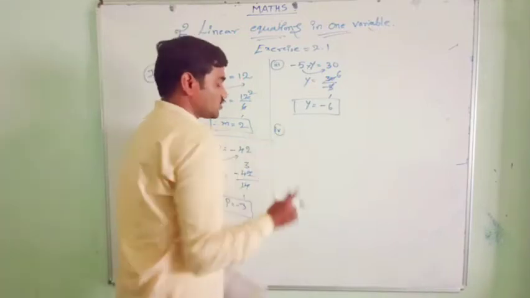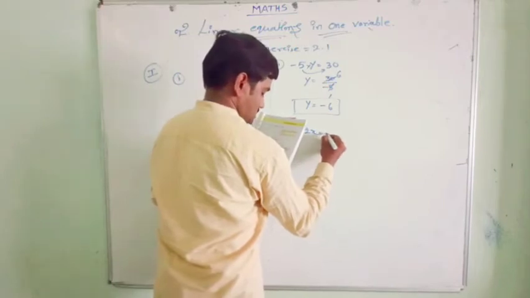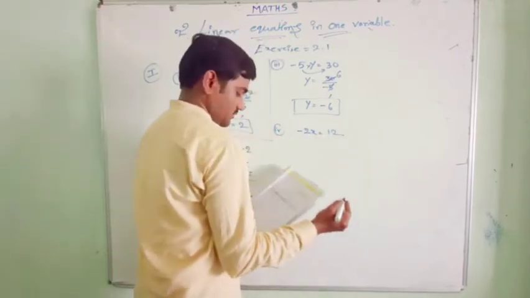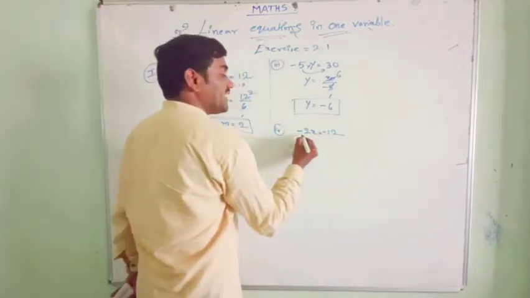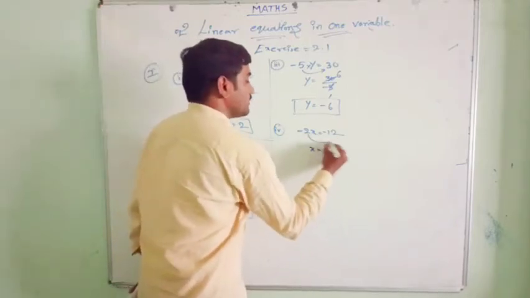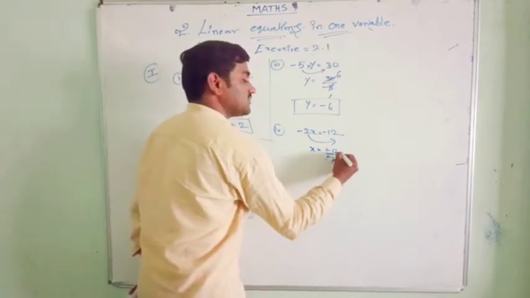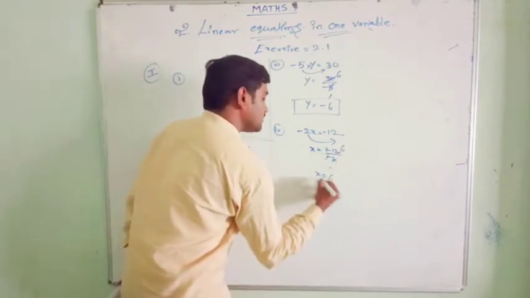Then we go for the fourth solution here. Minus 2x equal to 12, which is minus 12. So minus 2 is multiplying. If you transport, minus 2 will divide. So here minus 12 by minus 2. Minus minus get cancelled. 2 ones are 2, 2 sixes are 12, x equal to 6.